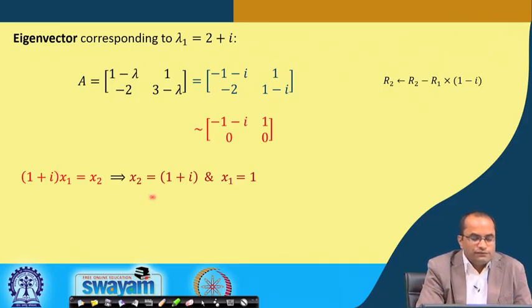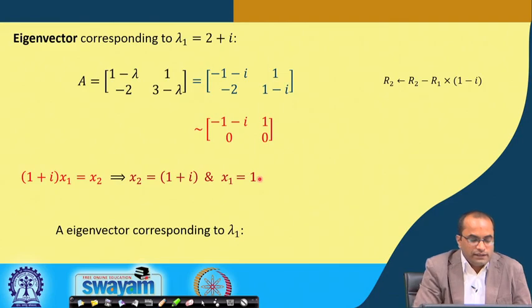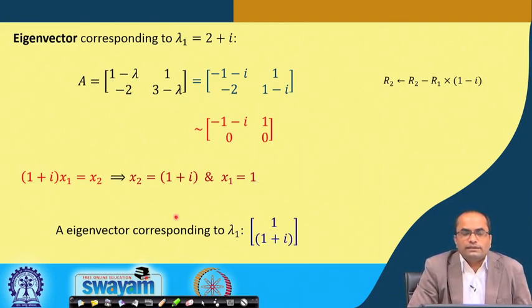So, by doing so, if we take x2 as 1 plus i, then we are getting x1 equal to 1. So, that is the one possible eigenvector we are getting here. So, the eigenvector corresponding to this lambda 1 is nothing but 1 and 1 plus i, that is the eigenvector corresponding to this eigenvalue 2 plus i.